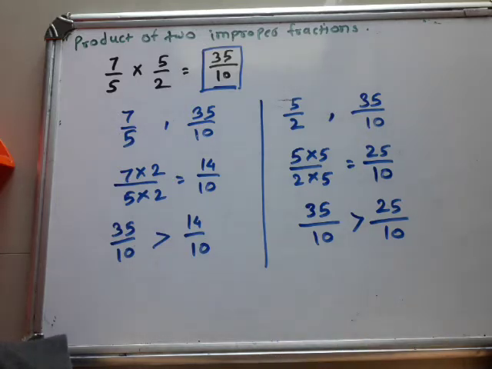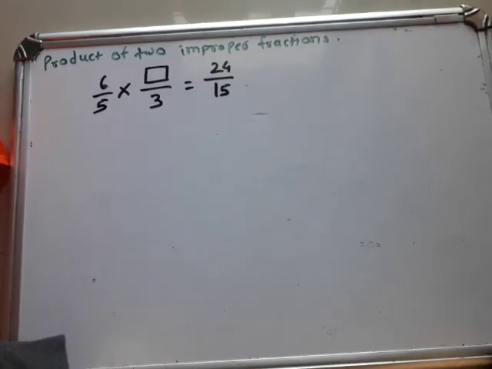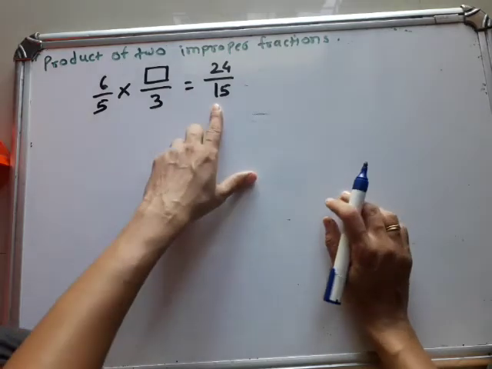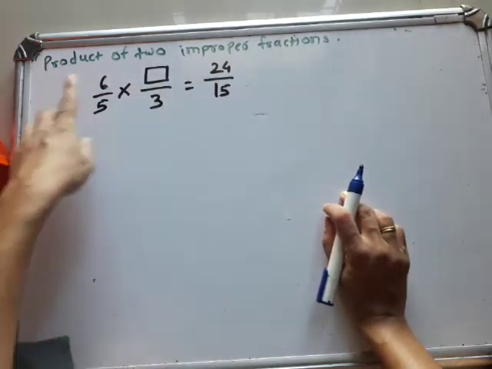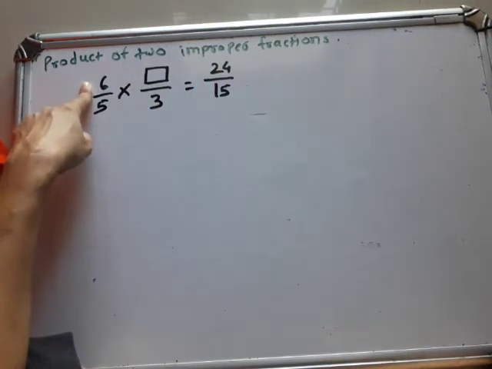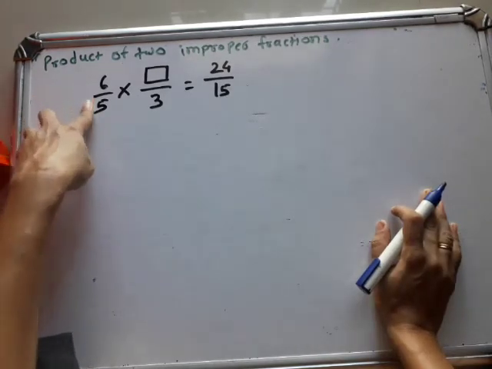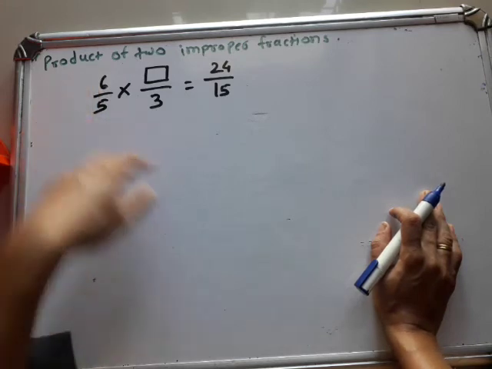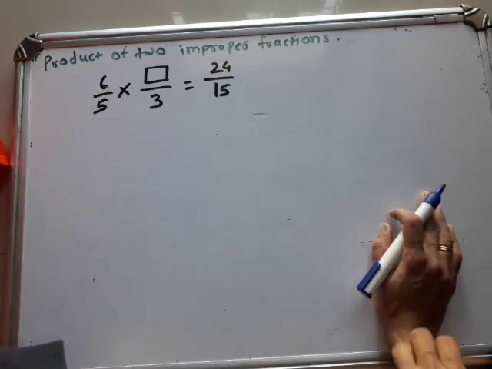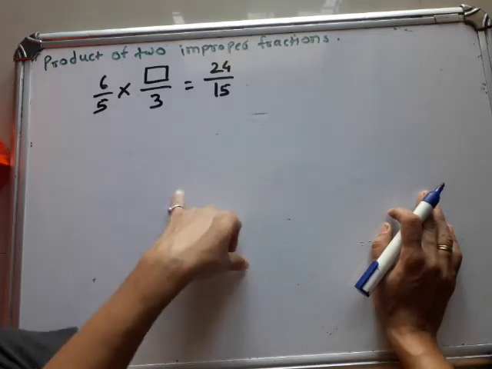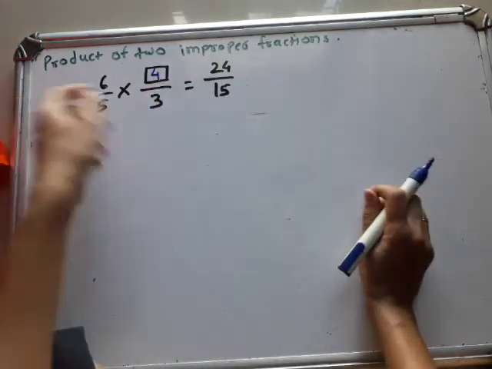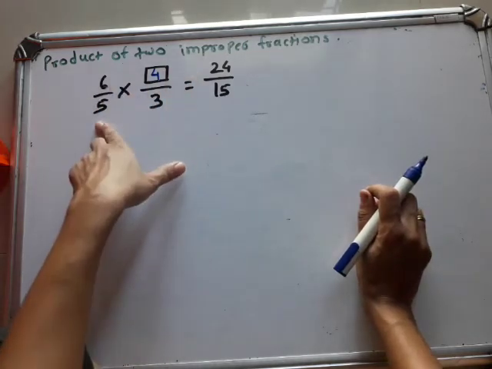See here, one more example. I will take the example from your book. Here is a fraction where the numerator is not given, and directly the answer is given. So you have to use the table of 6. 6 1s are 6, 6 2s are 12, 6 3s are 18, and 6 4s are 24. So you have to write here 4. 4 is your answer. Okay, and 5 3s are 15.